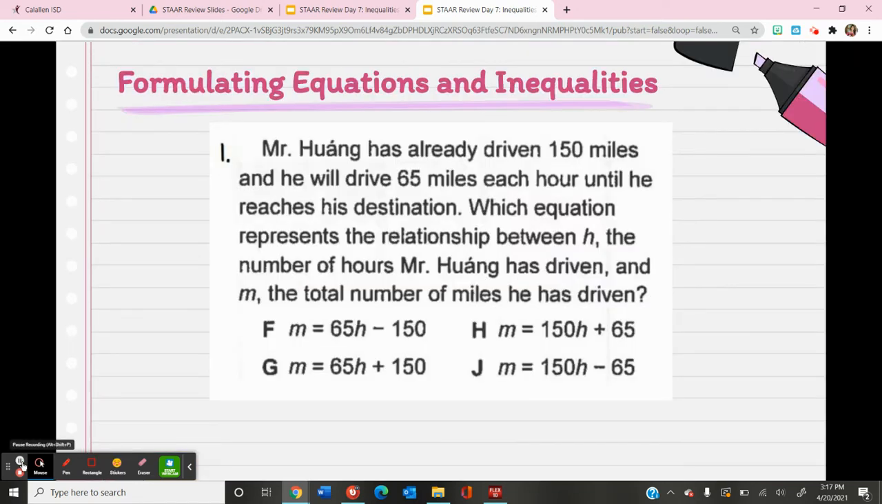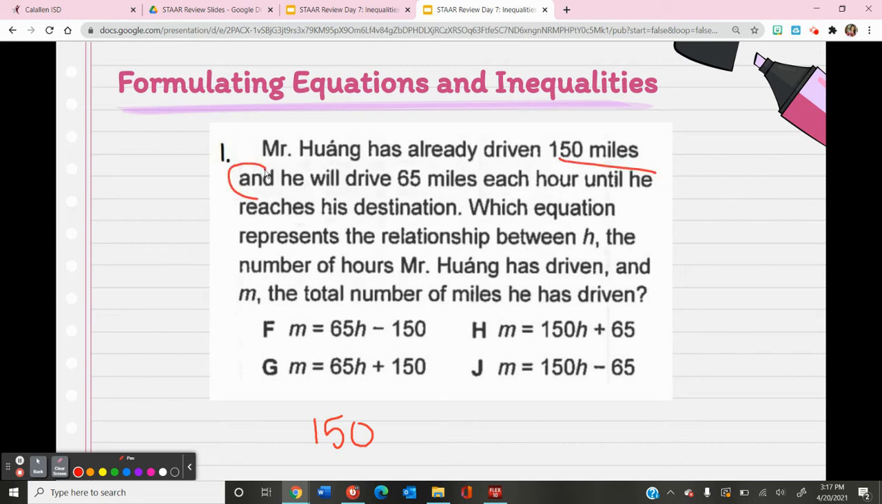And number 1 says, Mr. Wong has already driven 150 miles, and he will drive 65 miles each hour until he reaches his destination. Which equation represents the relationship between h, the number of hours Mr. Wong has driven, and the total number of miles he has driven? So it says that he has already driven 150 miles. So that's what he starts off with, 150.